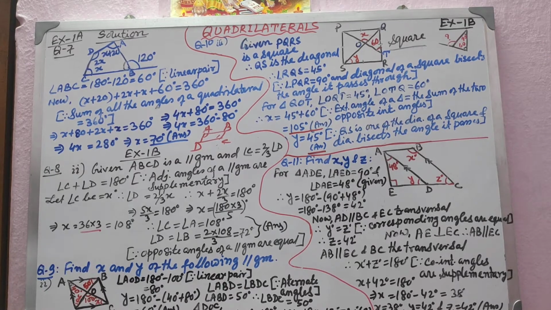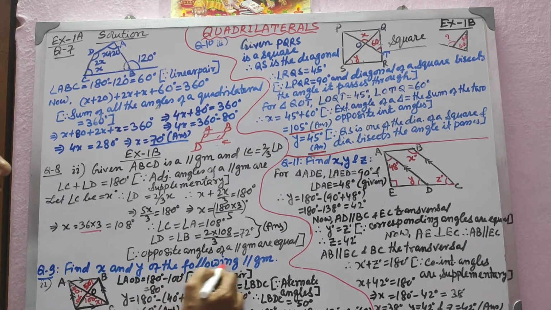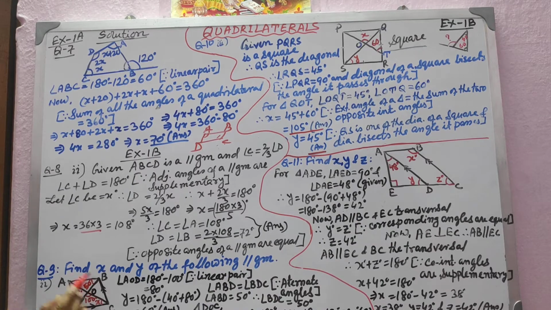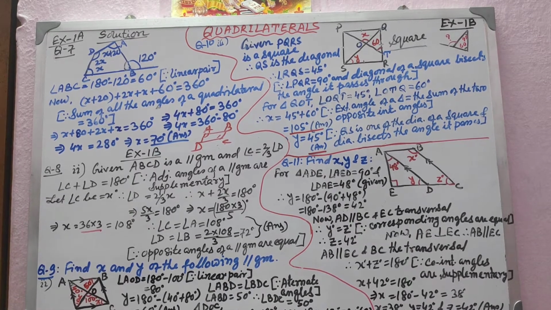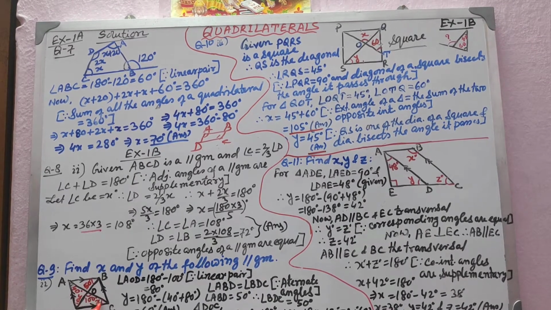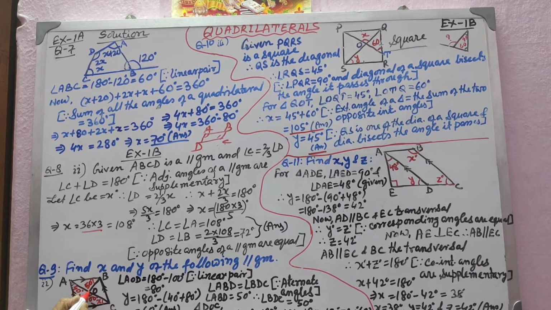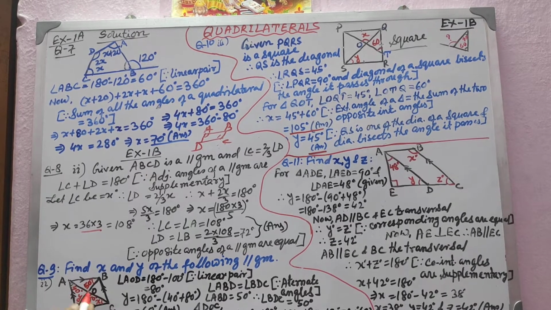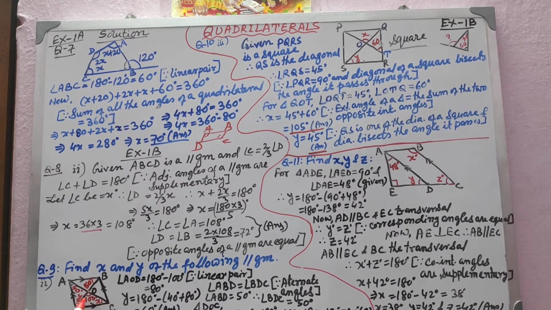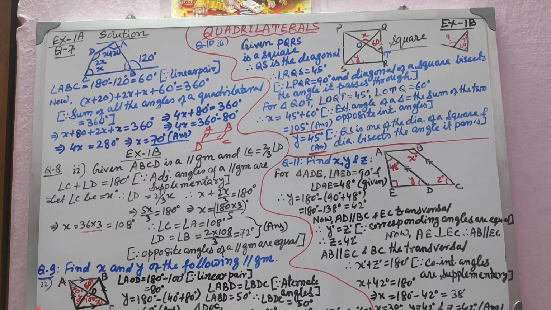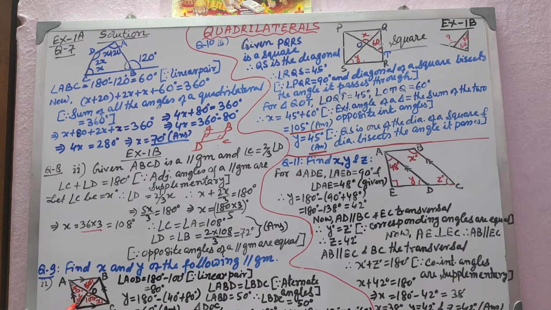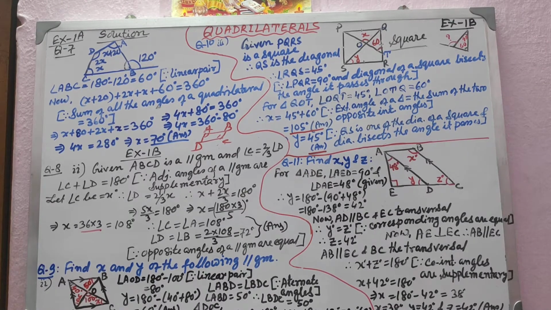Now moving on to question number 9. Find x and y of the following parallelogram. Here is the figure I have drawn, a parallelogram. The angles are also written. Here is x degree, that means angle CDO, where I have made this vertex as O. This angle is x and this one is 100 degree, ABO is 50 degree, OAD is equal to 40 degree, and this particular angle is y. We have to find out x and y.